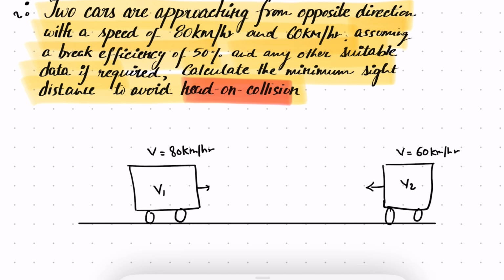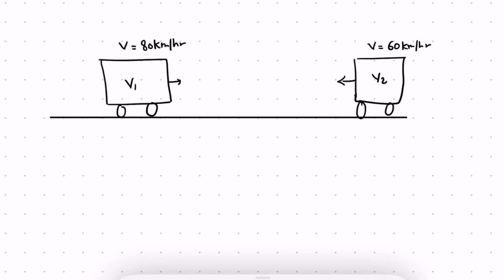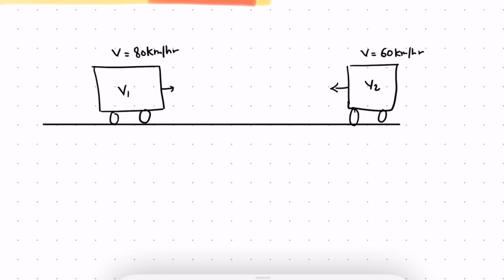Additional data that has been given to us is that, assuming a braking efficiency of 50%, both the vehicles have a braking efficiency of 50%, and if required we have to assume any other data. This is the additional information given to us: the braking efficiency of both the vehicles is 50%.